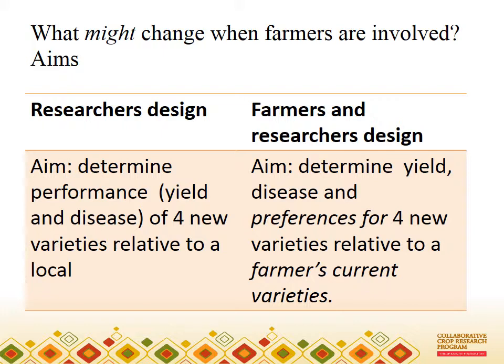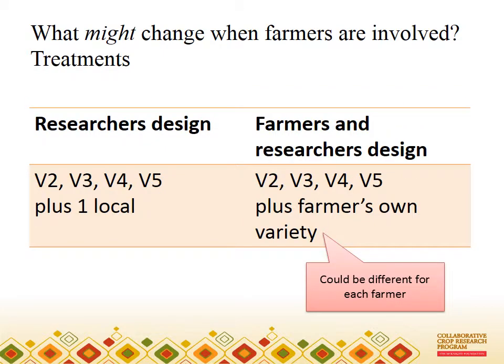First, the aim has the additional objective of assessing farmers' preferences for varieties. That is one key reason for doing the trial on farm. Farmers need to have experience of growing varieties to be able to express a valid opinion about them. The treatments will be the same new varieties, but these should be compared with the variety farmers already know, and that might be different on each farm.